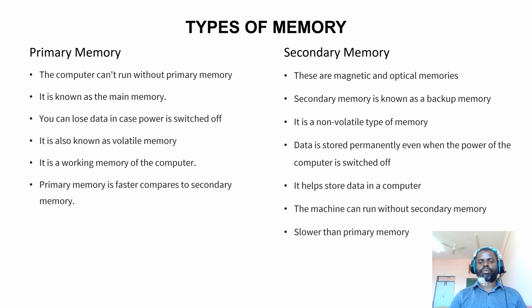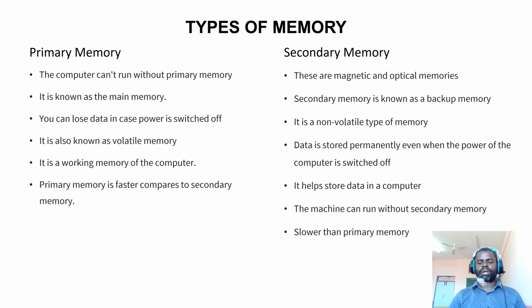Moving on to secondary memory. These are magnetic and optical memories. Secondary memory is also known as backup memory. It is a non-volatile type of memory. Even if the current goes off, the content in the memory is never lost. Data is stored permanently even when the power of the computer is switched off. It helps store data in a computer.